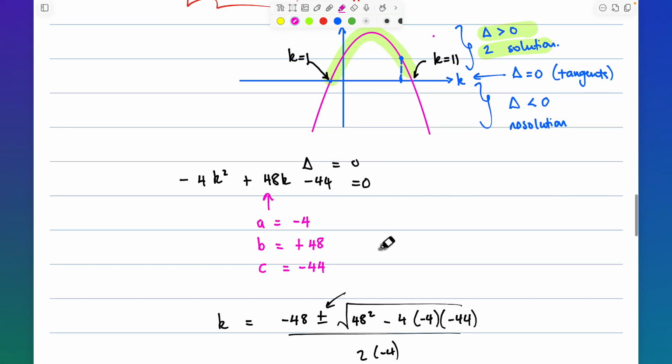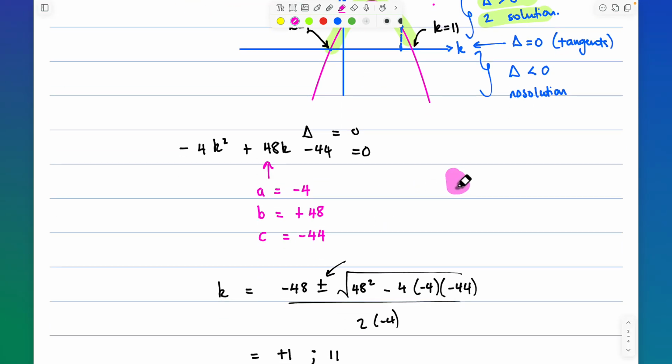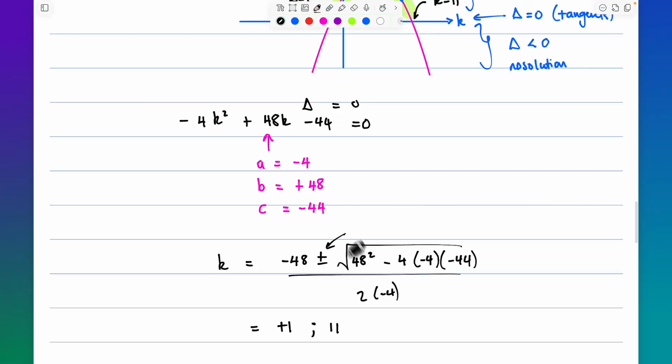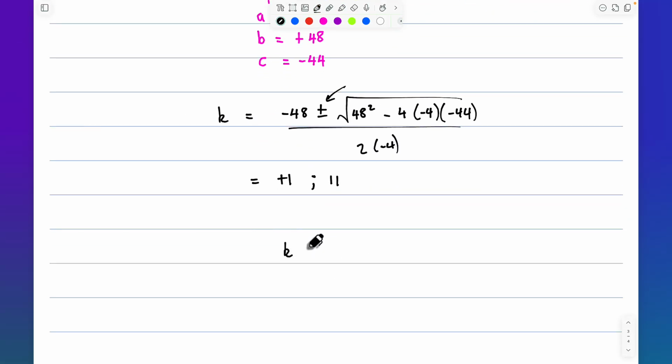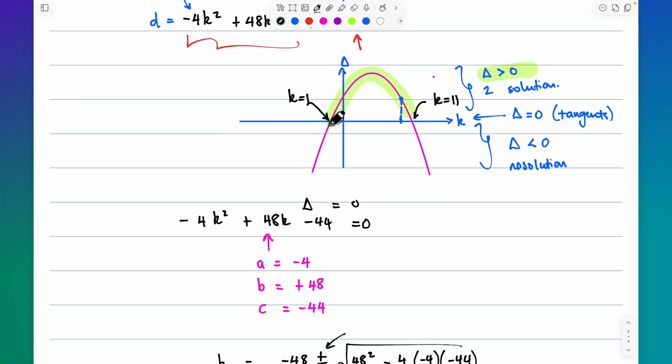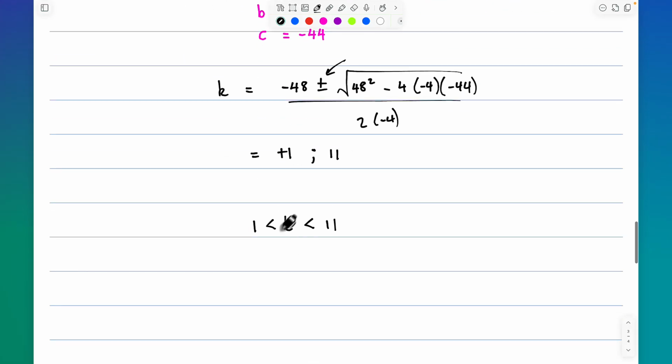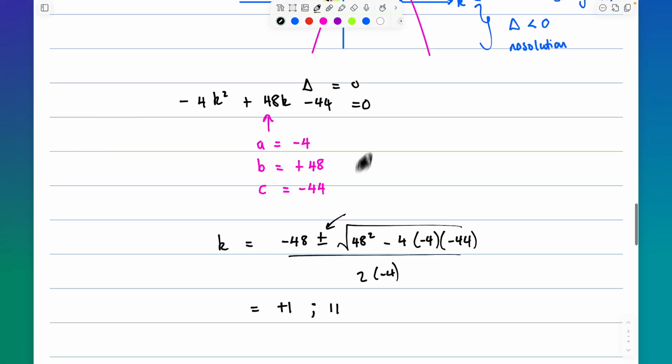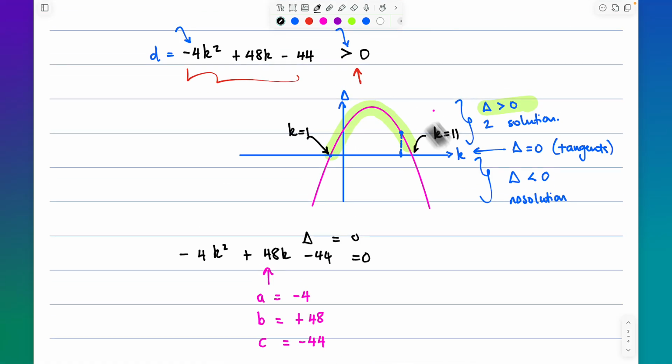So the answers are going to be when k is greater than 1 and less than 11. Remember, it's not less than or equal to, because equal to is when it will then be on the tangent. It has to be not on those points. So it's going to be greater than 1, less than 11. That means your graph is above the x-axis.